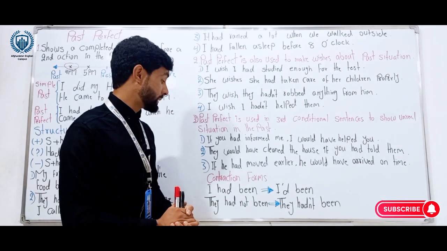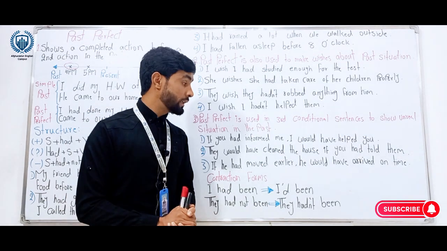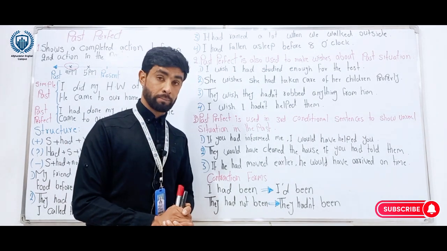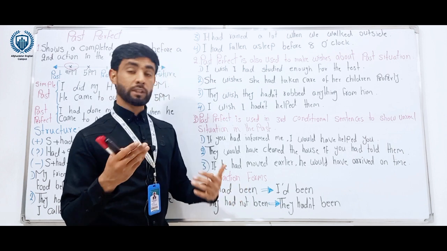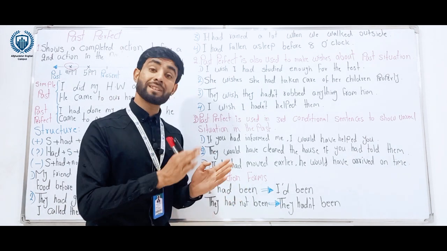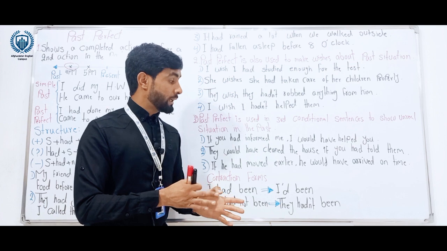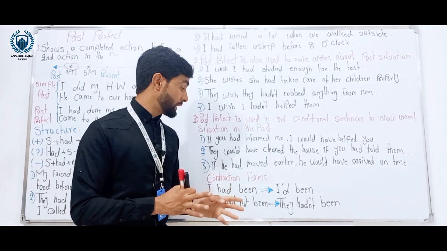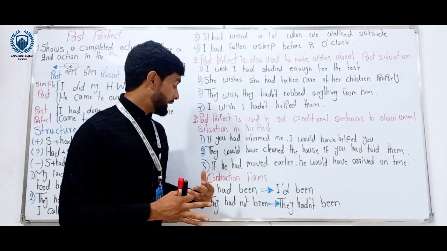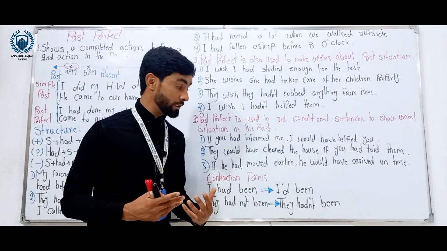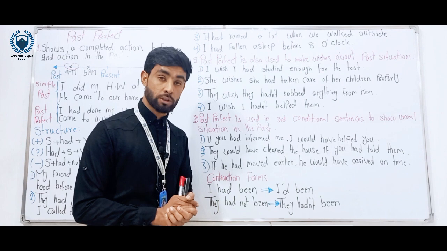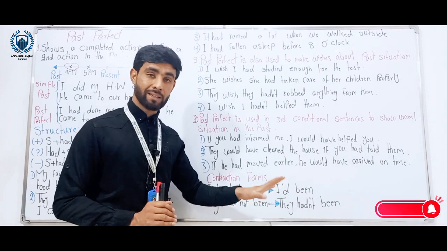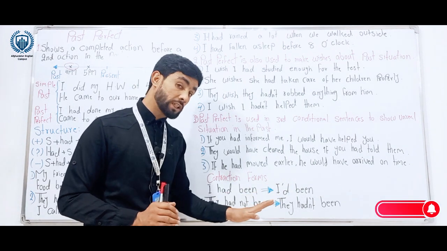The third sentence, if he had moved earlier, he would have arrived on time. Yesterday or the day before yesterday, at some point in the past, he came late. He couldn't arrive on time. So now we can talk about it. If he had moved earlier, he would have arrived on time. The guy missed an exam or a test or an interview.